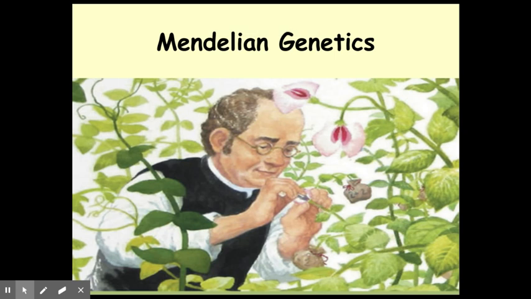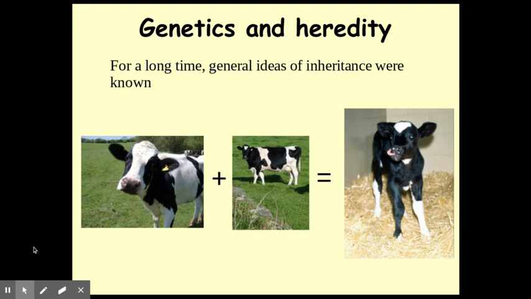Hey guys, we're going to learn today about how to do some Punnett squares. And so we're going to look first at Mendelian genetics. Basically, genetics and heredity for a really long time was thought of as the same thing. So they basically both deal with inheritance and inheritance of traits that you may find.